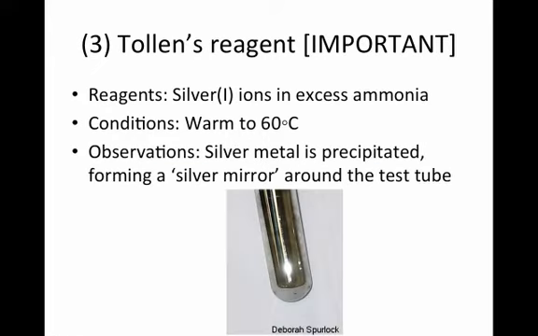Final and most important is Tollen's reagent. In Tollen's reagent you have silver 1 ions in excess ammonia. You prepare that yourself by first dissolving silver 1 in water, and then adding ammonia. You warm it to 60 degrees, and if you do it right, you'll get silver metal precipitated, and it will form a silver mirror around the test tube looking like this. If you do it wrong, or not quite so well, you'll get a black precipitate. Either way, you've got an aldehyde and not a ketone if this happens.